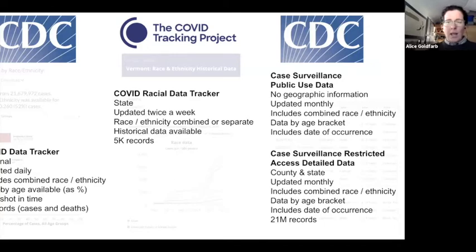The publicly available one has race and ethnicity, but no information about where this case happened. And the restricted access data, for which people need to request permission, includes both state and county of residence.